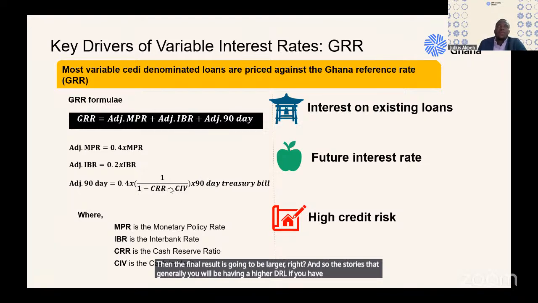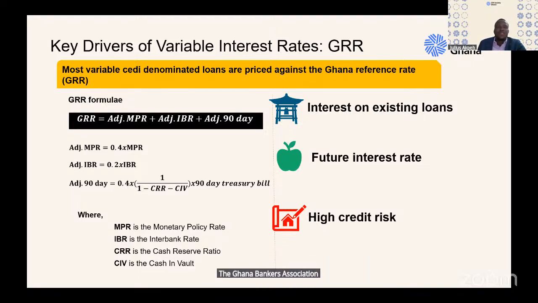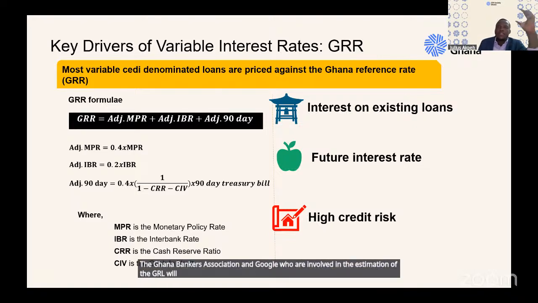And so the story is that generally you will be having a higher GRR if you have your CRR ratio being high. Now, this is not on a bank by bank basis, but the Ghana Bankers Association and co, who are involved in the estimation of the GRR, will have a better story to tell. But this is at the level of the banking sector.